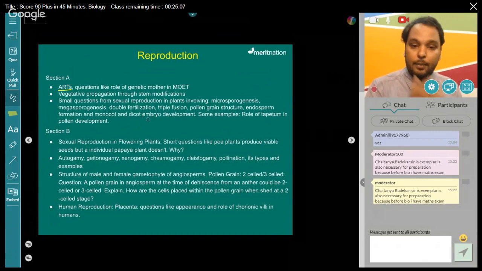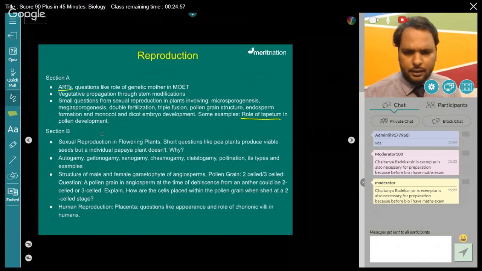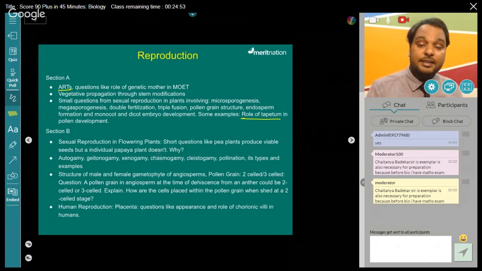This is also very important: role of tapetum in pollen development. Just a 1-mark question, simple. You just need to write a single line that it helps in nutrition, right? Exactly, for developing pollen. Next, what are the different questions in section B?